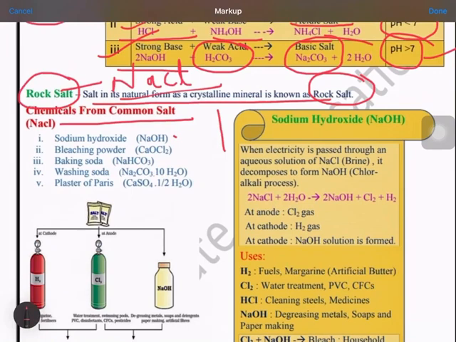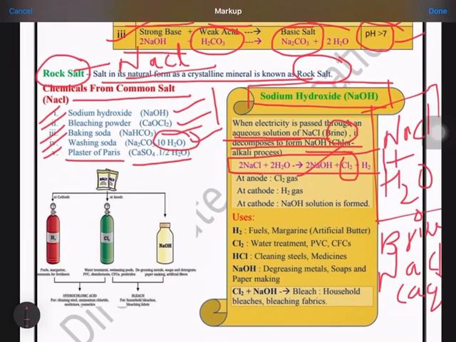In the previous worksheet we have read that because it is completely soluble in water, or you can say complete dissociation of sodium hydroxide takes place, that's why it is called alkali. So how is this reaction taking place?